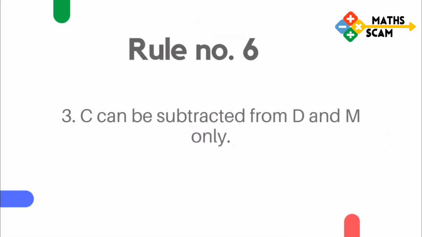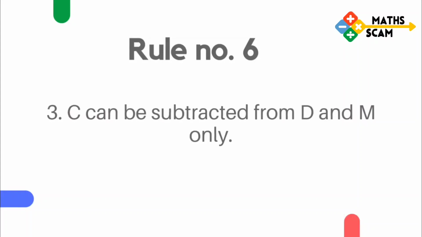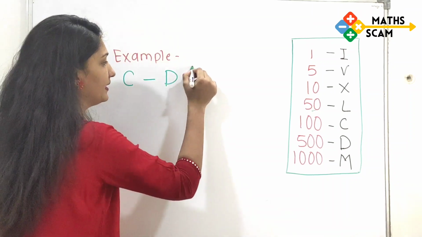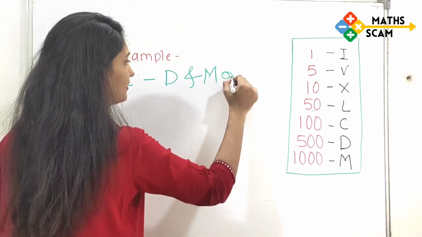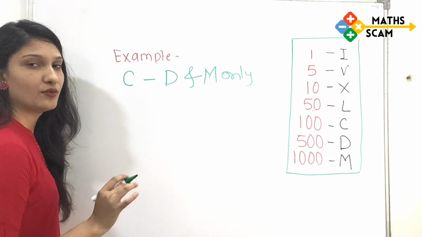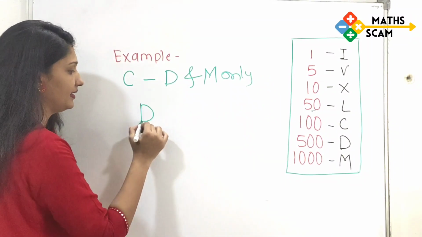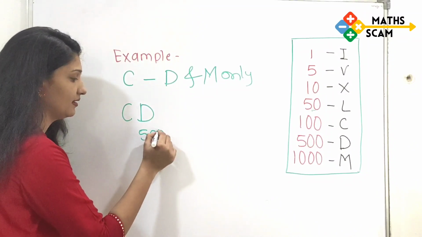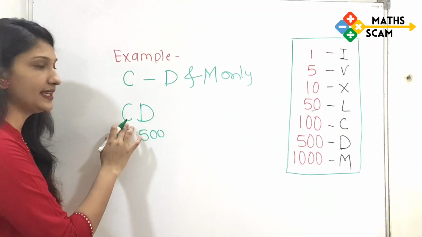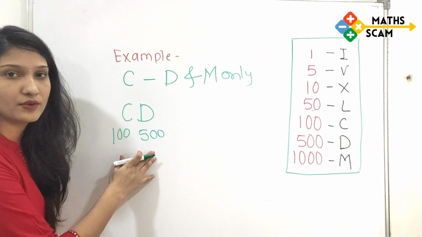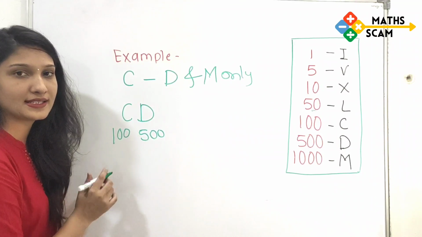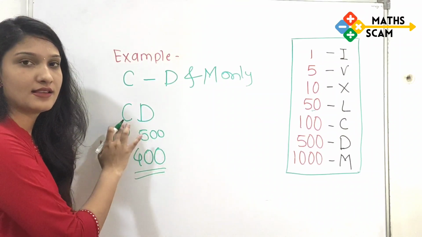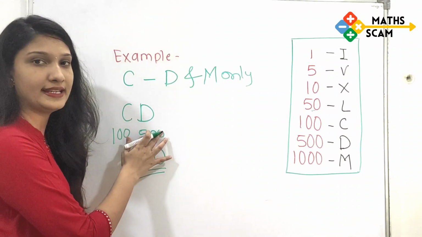Remember that. C can be subtracted from D and M only. Next, C can be subtracted from D and M only. So we can write CD, where D is 500, C is 100. So C comes before D. So we subtract 100 from 500. So 500 minus 100, 400. Okay. So we can subtract C from D, right?